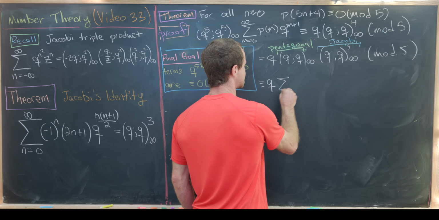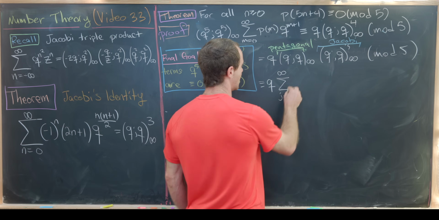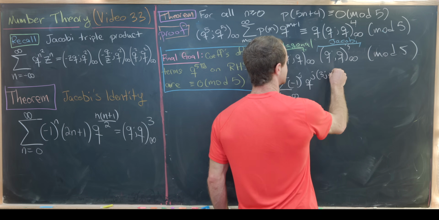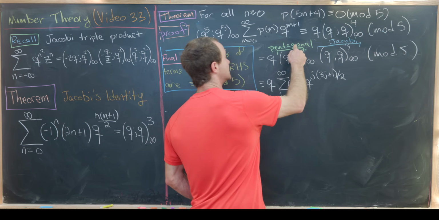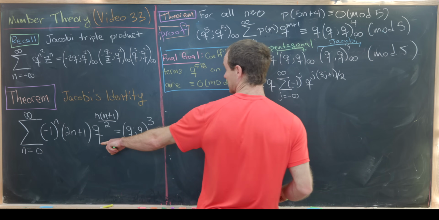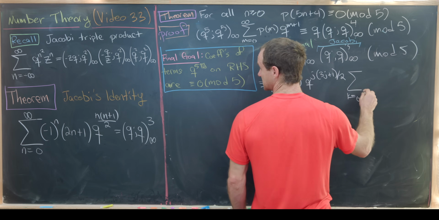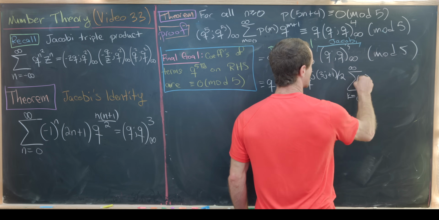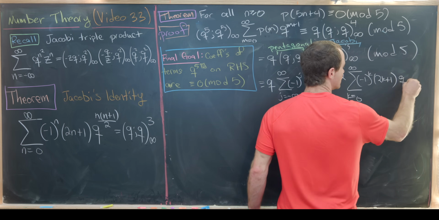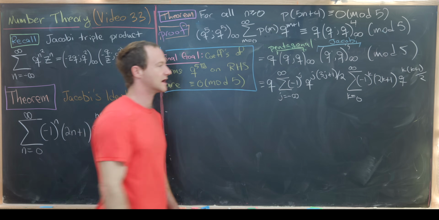So this is going to be the sum as j goes from minus infinity to infinity of minus 1 to the j and then q to the j times 3j plus 1 over 2. So that's from the pentagonal number theorem. Then we'll expand this one using this over here. So that's going to be this sum as k goes from 0 up to infinity of minus 1 to the k, 2k plus 1, and then q to the k times k plus 1 all over 2. And that's all occurring mod 5.